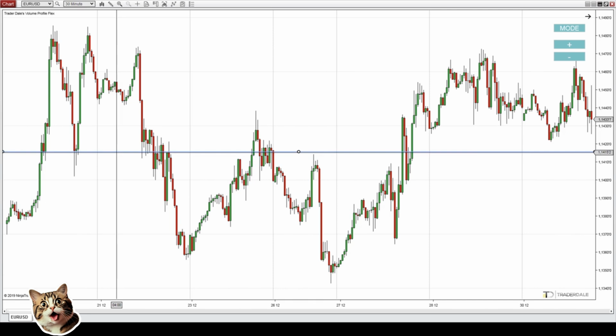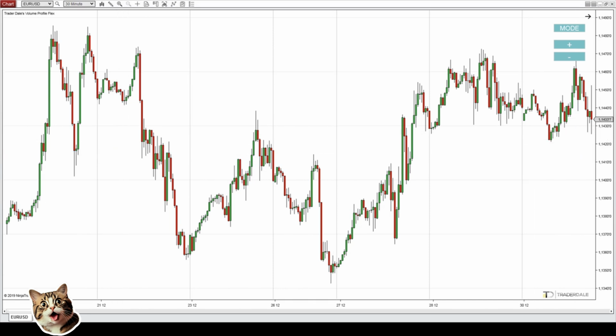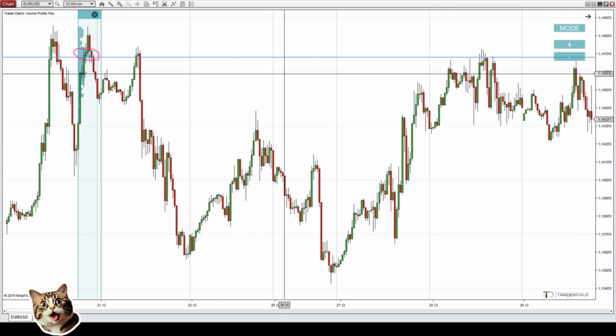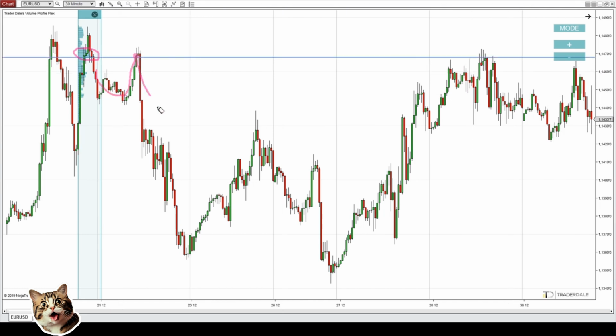The next strong rejection is also very close, and it is this one. So let's use the flexible profile over the rejection. Heaviest volume cluster within this area is pretty clearly this one. So you draw a line there, you wait for a pullback. When the price hits the level, you go short. All right, so another winner there.